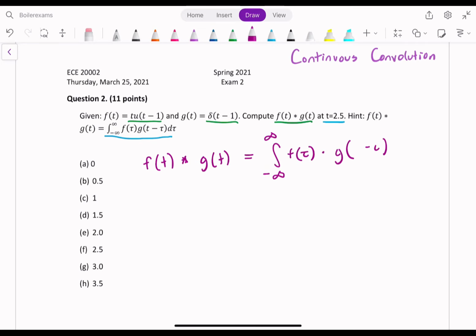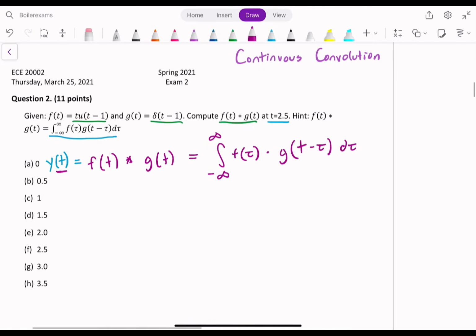So we flip g of t on the tau axis, and then we introduce this dummy variable t, which is representative of the independent variable within the resulting function y of t, right? As we vary t within the resulting function, we shift this function g of t minus tau further down the tau axis. So as t increases, we shift g of t minus tau down the tau axis, and then we integrate the product of these two functions with respect to tau.